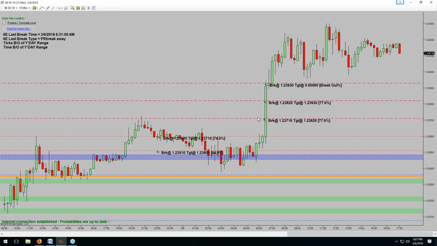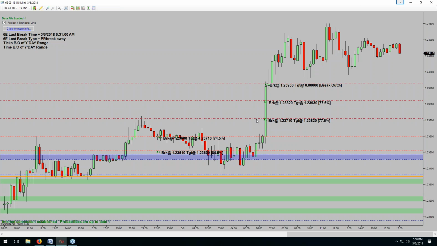Target's still up here at 23,710, and it hasn't hit the target since the break here. So still chances are good it's going to hit, right? So obviously it hits. Then you get another signal here for that same area. And this is on a 15. You could put it on a 30-minute, a 5-minute.